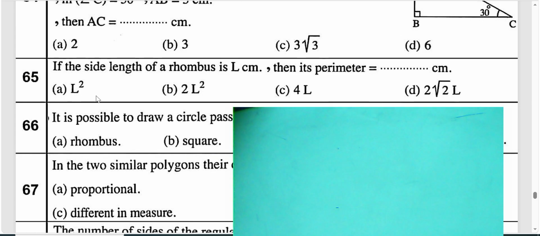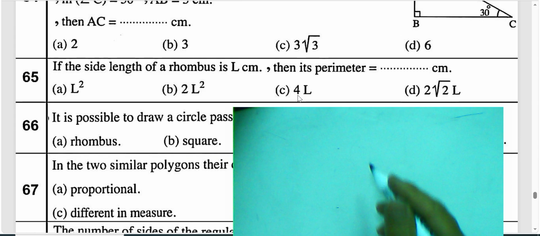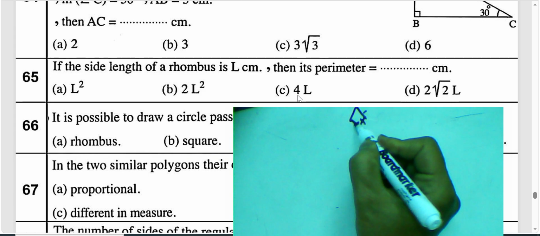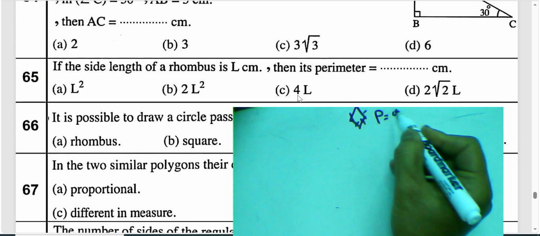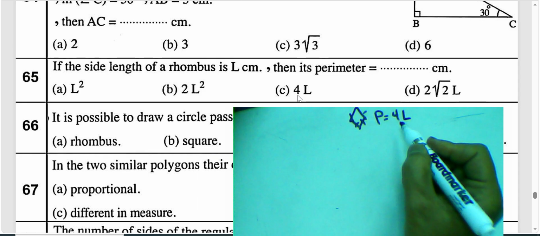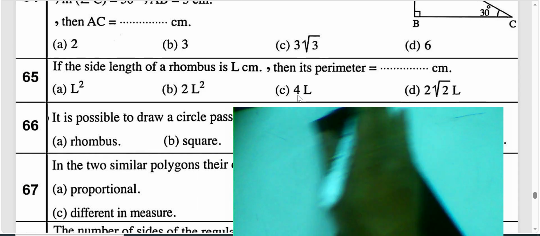Next question, number 65. The side length of a rhombus is L, then its perimeter will be 4L, because a rhombus has 4 sides of equal length L. The perimeter will be 4 times the side length, 4L. Choose letter C. He asked about the perimeter.